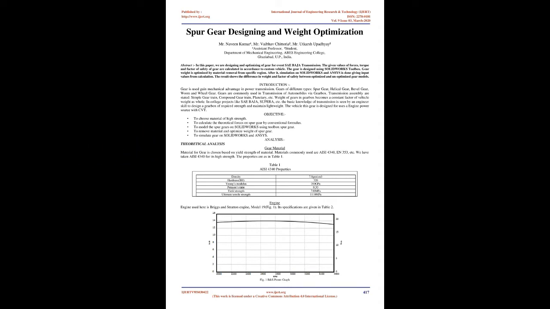Introduction. Gears are used to gain mechanical advantage in power transmission. Gears are of different types: spur gear, helical gear, bevel gear, worm and wheel gear. Gears are commonly used in the transmission of automobiles via the gearbox. Transmission assemblies include simple gear train, compound gear train, planetary, etc.